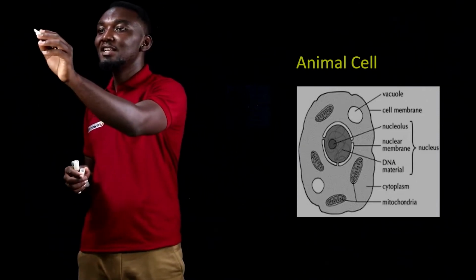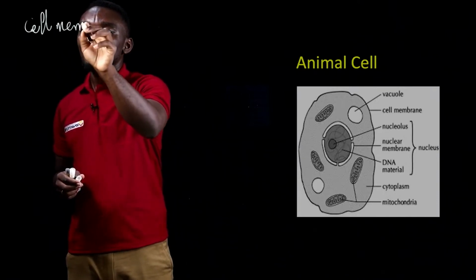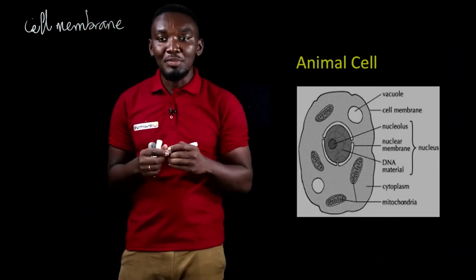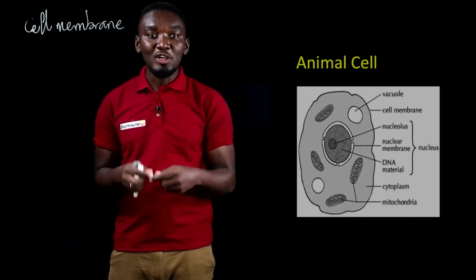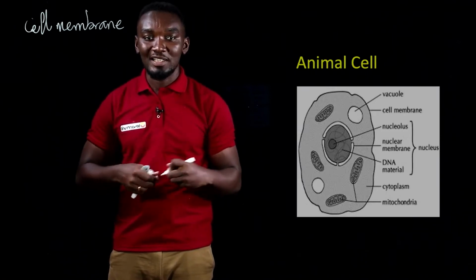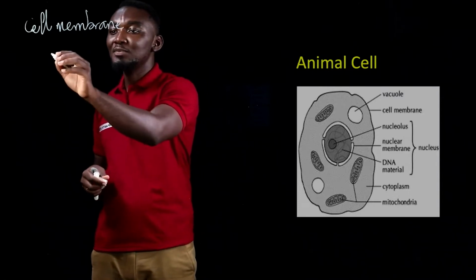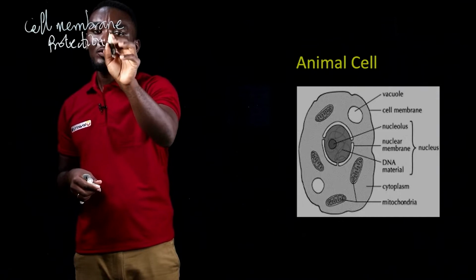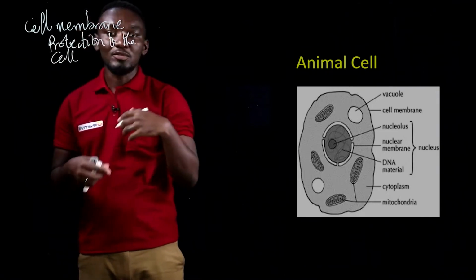We have first the cell membrane. When we look at the cell membrane, what does it do? Let's study the cell membrane and liken it to the walls of our homes. Why do we build walls around our homes? We build them for protection, right? So the cell membrane offers protection to the cell.